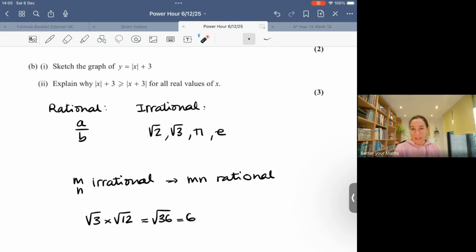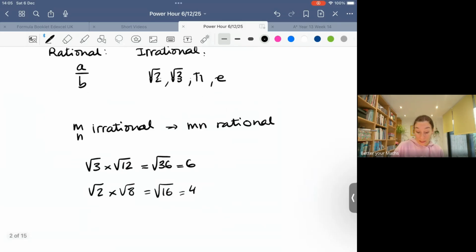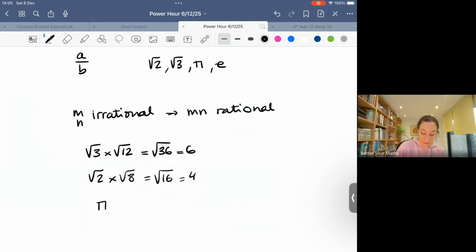More? Any ideas? Root 2, root 8, exactly, another one. Root 2 is irrational, root 8 is irrational, and the product, root 16, is 4. So you get the idea. You could, for example, do pi multiplied by 1 over pi. Both of them are irrational, but when I cancel the pi's, it becomes 1, which is rational. Or 2 pi and pi. As long as you cancel the pi, you will get a rational number.